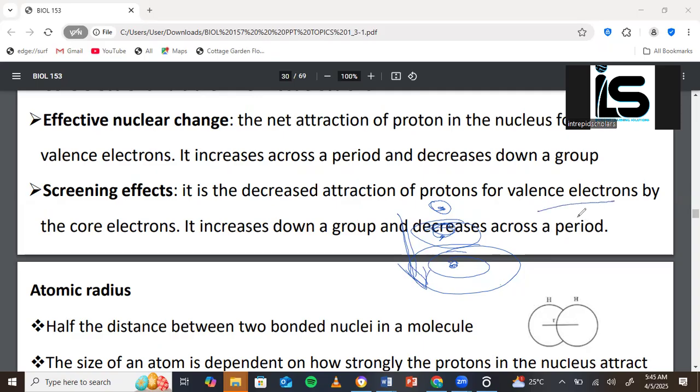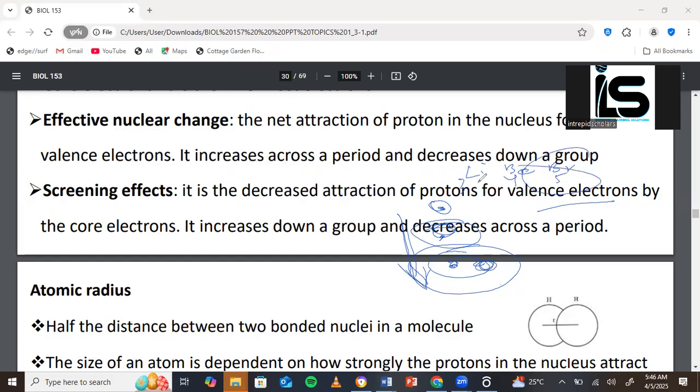Now, across the period, we don't add more shells, the same number of shells. So the screening effects remain the same. But what happens is that the atomic number increases across the period. The number of protons increases. If you move across the period, let's say from lithium to beryllium to boron, right? What happens is that the number of shells don't increase, but the atomic number here is 3, the one here is 4, the one here is 5.